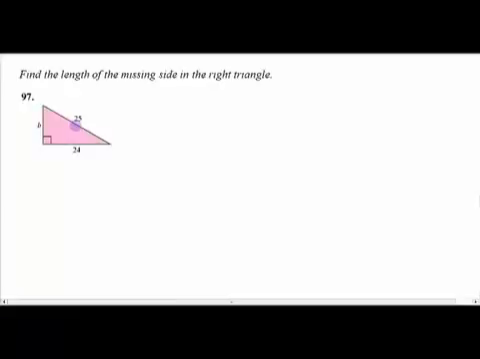Using the Pythagorean theorem, let's find the length of the missing side in the right triangle. Here I have a B. This must be side A, and this must be side C. So I have a squared plus b squared equals c squared, which is 24 squared plus b squared equals 25 squared.